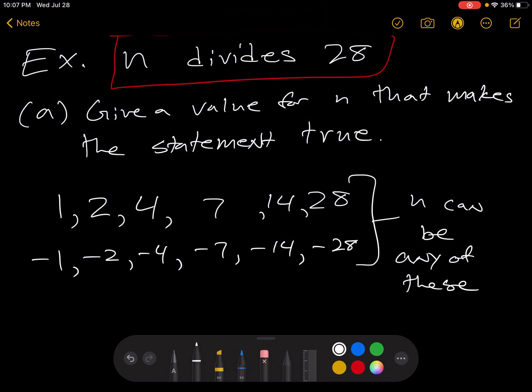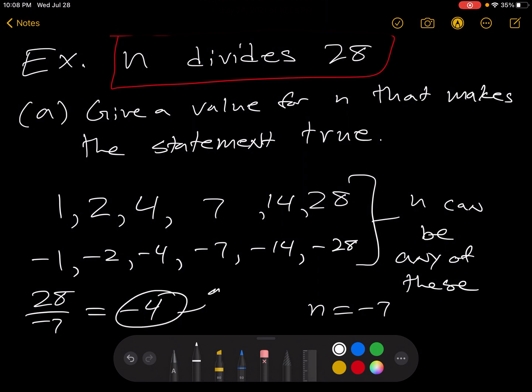All right, and just let me illustrate the point here. Let's say 28 over negative 7. Let's say you chose n to be negative 7. Well, 28 over negative 7, let's see, that's negative 4, because 7 times 4 is 28. And negative 4 is also an integer.